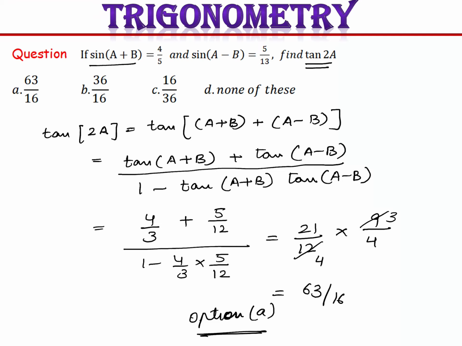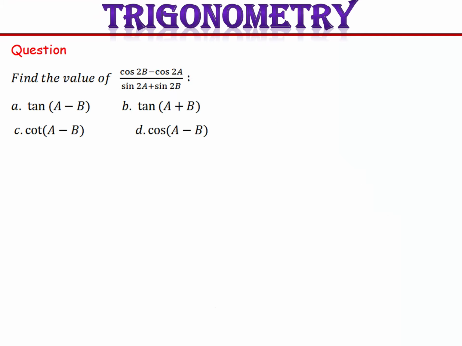Hope this is clear to you all. So we move to the next question now. Cos 2b minus cos 2a divided by sin 2a plus sin 2b. Here you have the simple application of the two formulas. So we apply the formula in the numerator.